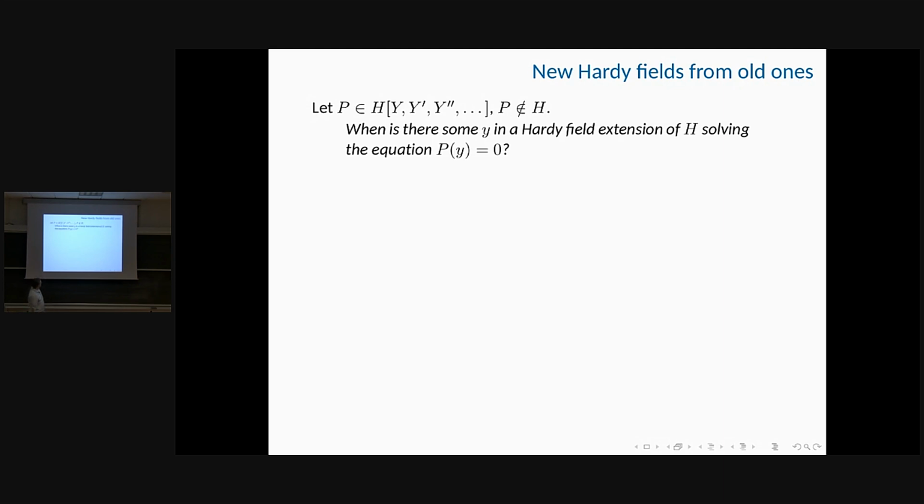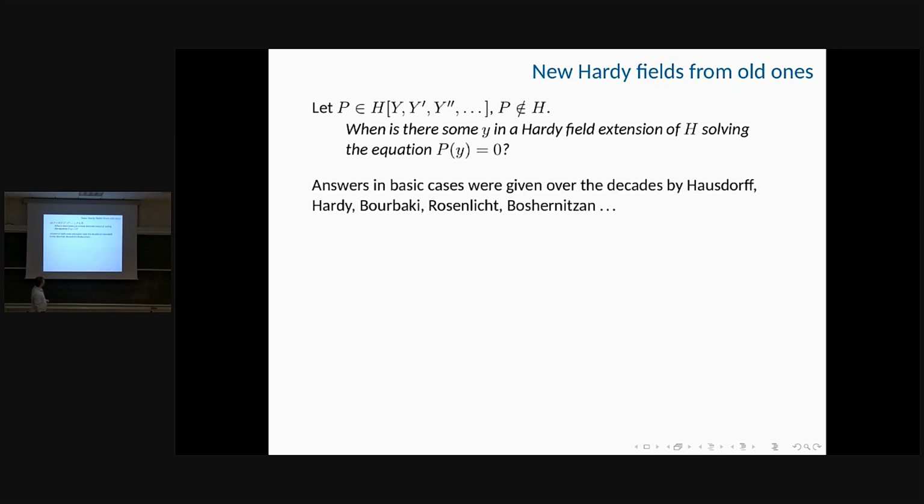And then ask, okay, if I want to solve this equation, I simplified it here a little bit. Instead of p of y, you should think of p of y, comma y prime, comma y double prime, substituting the derivatives. Right, so I can ask, when is there a y in some bigger Hardy field that solves this equation? Can I do this? And in the 20th century there was some work by various people answering this in specific situations.